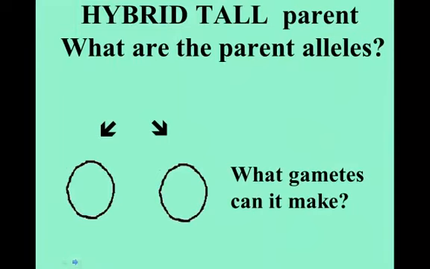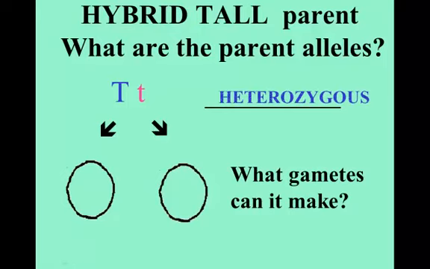Okay, let's try another one. This time we're going to cross a hybrid parent. And remember, our word hybrid is the same as what other vocab word? Hybrid and heterozygous are the same. Those words mean the same thing. So if I'm a hybrid or heterozygous, it means I have 2 different allele choices. I get the dominant allele, and I also have the recessive allele. Heterozygous and hybrid mean the same thing.